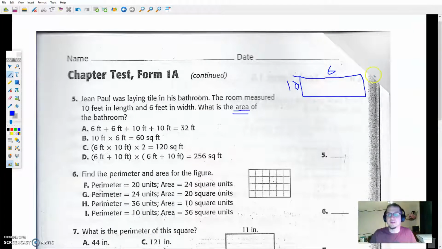So 10 feet by 6 feet. Oh, I totally put those on there the wrong way, because the longer one should be 10 feet and then 6 feet. Area equals what? Come on, say it with me.